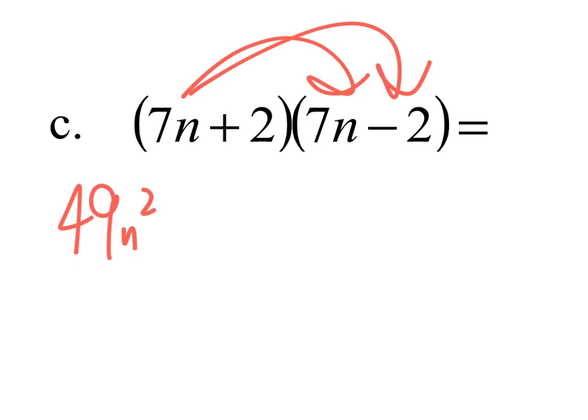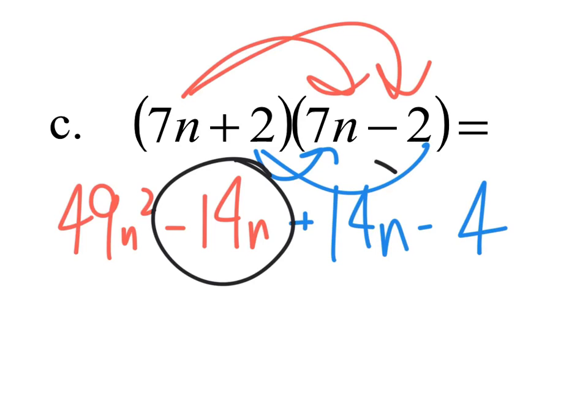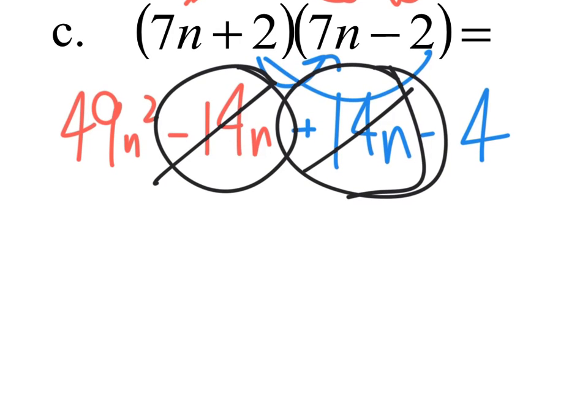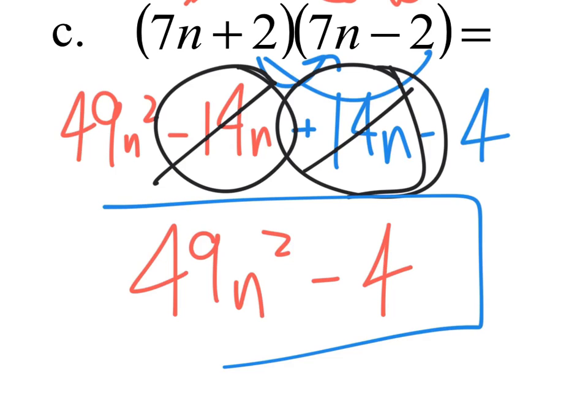7n times negative 2 is going to give us negative 14n. And now we've got positive 2 times positive 7n. It's going to give us positive 14n. And finally, 2 times negative 2 is going to give us negative 4. Great. And what I know is that, again, we're going to be combining like terms. Negative 14n plus 14n cancels out. So all that we're left with is simply 49n squared minus 4. This is our answer.